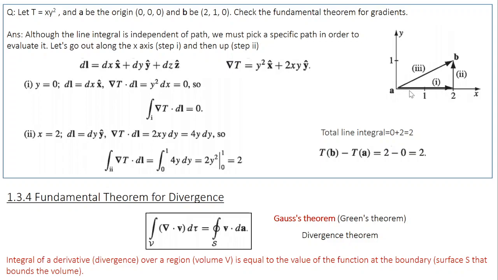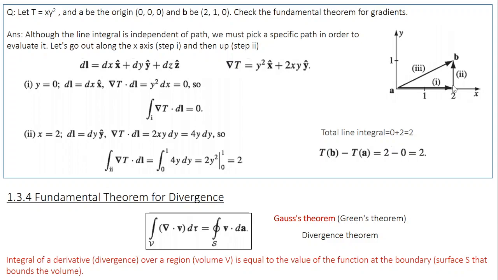Let's first calculate the line integral for segment 1. Here movement is only along the x direction and the y value is equal to 0. Since you have motion only along the x direction, the displacement dl equals dx x cap. Now you can find grad T dot dl. Essentially you have only the x component, so this is y squared dx. Since y equals 0, this is 0. Since the value is 0, the line integral is also going to be 0.